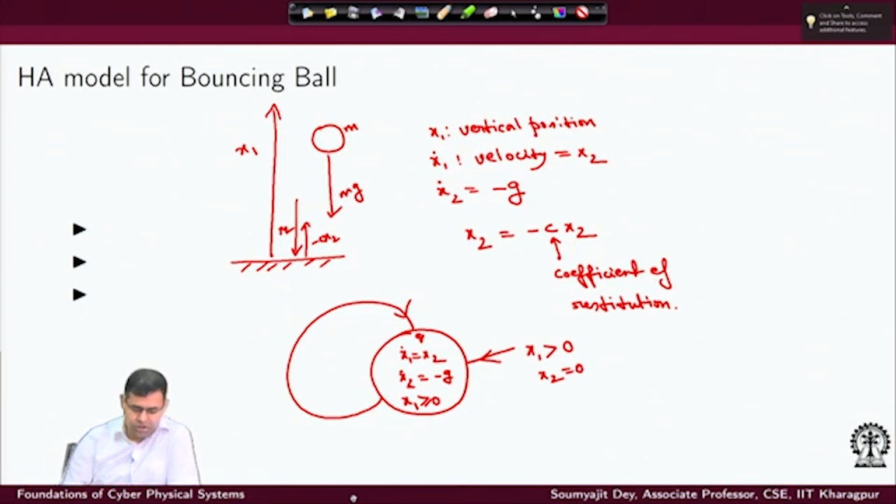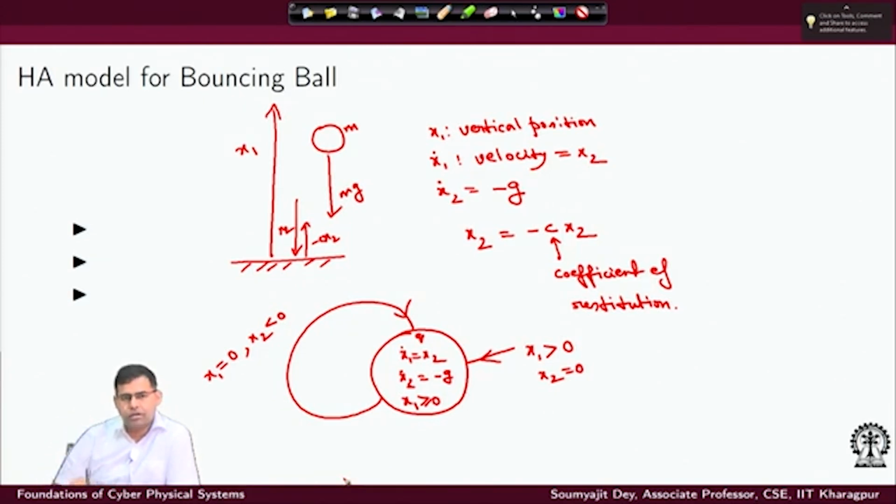And when this transition is happening, what you have is that the ball is touching the surface. So, the guard condition must be that x1 is equal to 0 and x2 is negative. This must be your guard condition. Let us understand, when do I have a change, when do I have the discrete switch?